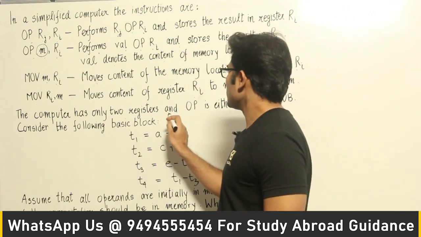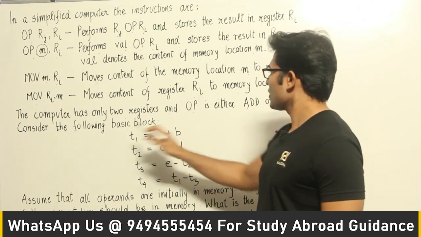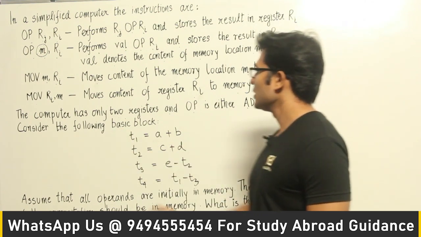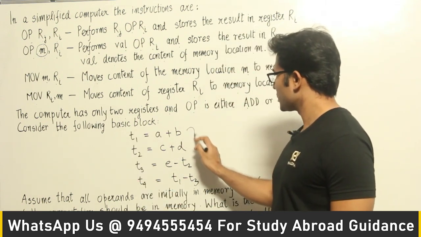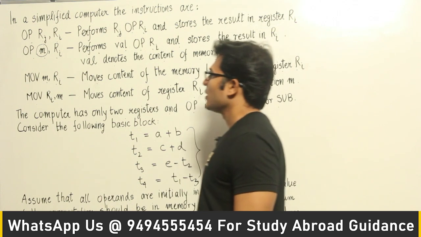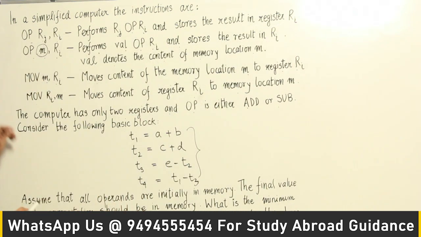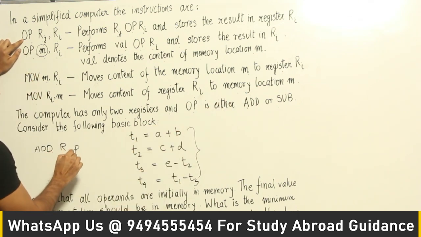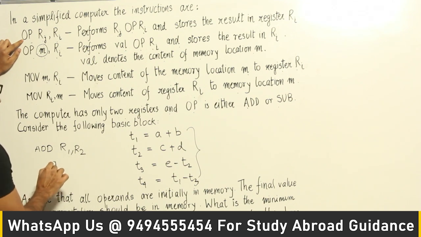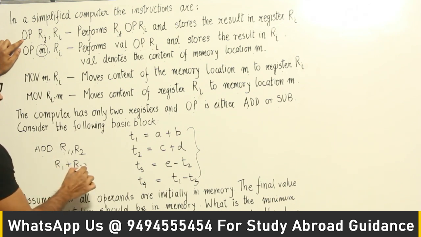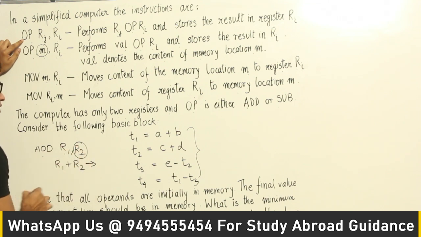The computer has only two registers and op is either add or sub. Consider the following basic block, and this code is given. Before looking at the code, I'll tell you what these operations are doing exactly. In place of op you can have either add or subtract. Now if you write add r1 comma r2, you will compute r1 plus r2, which means this operation is applied between these two and the result is stored in the second operand, which means the result is stored into r2. That is the meaning of it.